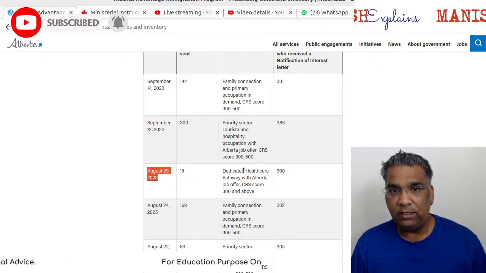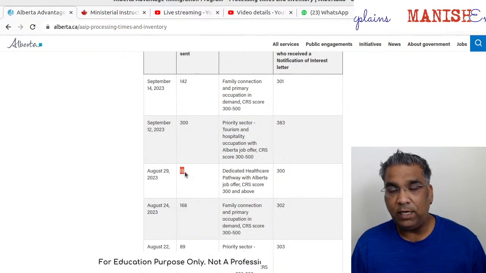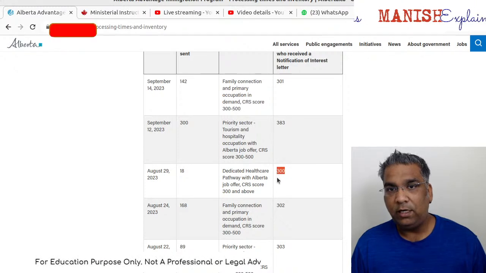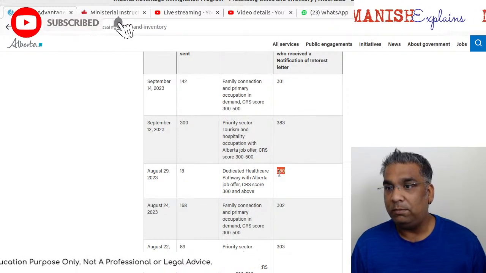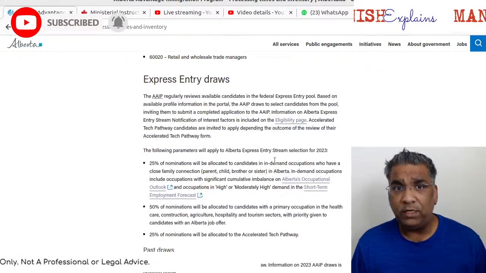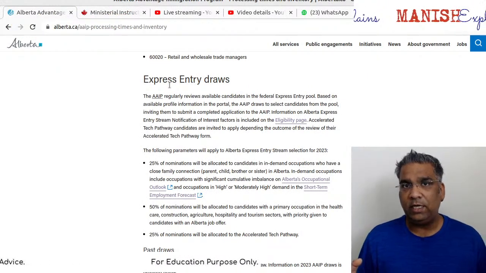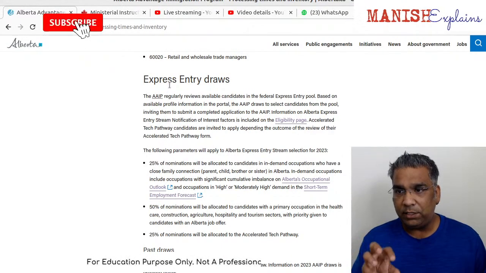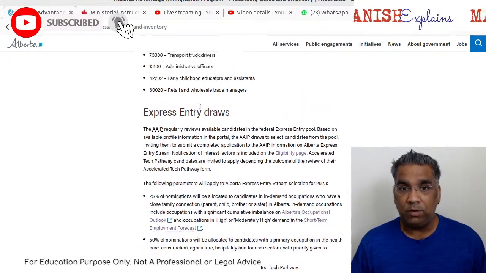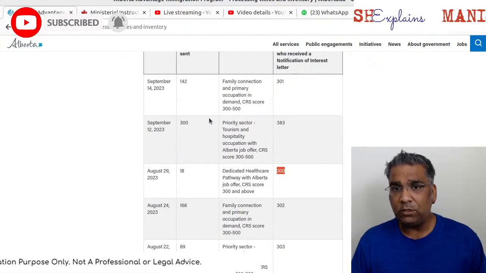Before that, dedicated healthcare pathway, only 18 nominations were issued and 300 was the minimum CRS score. So understand this, that this express entry draw is very similar to the IRCC express entry draw, but limited to the province. So this is what it does.